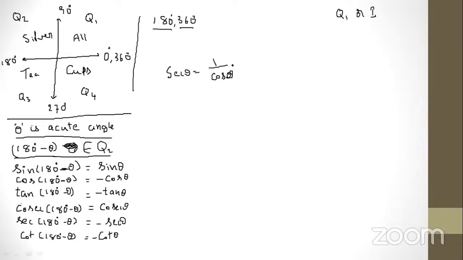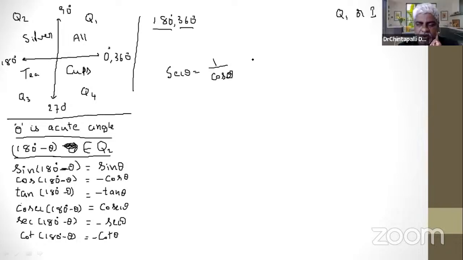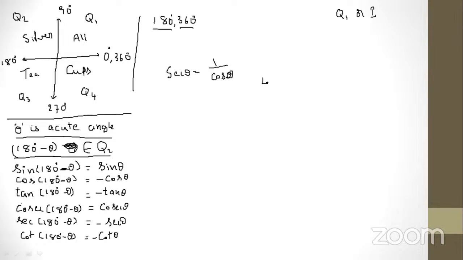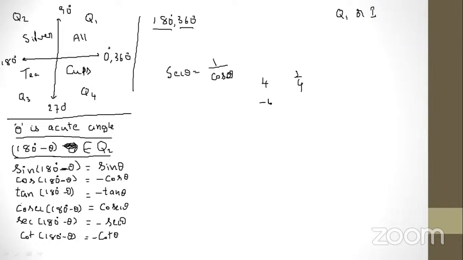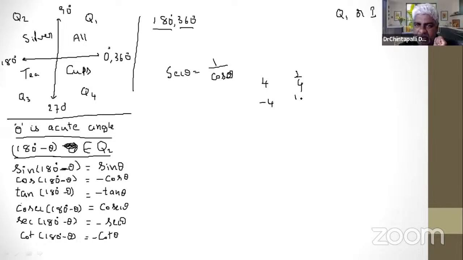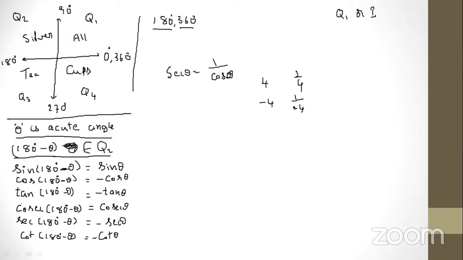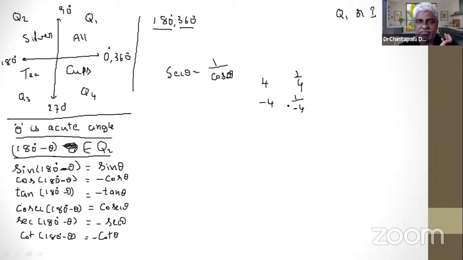Do you think that whenever we take reciprocals, the sign will change? Just see, the reciprocal of 4 is 1 by 4. The reciprocal of minus 4, negative 4, is 1 by negative 4 only. Got it. In writing reciprocals, signs don't change.